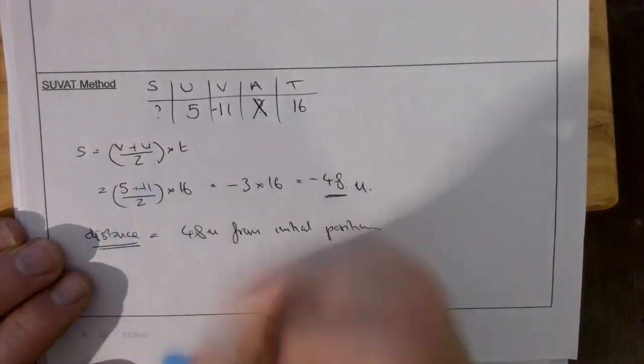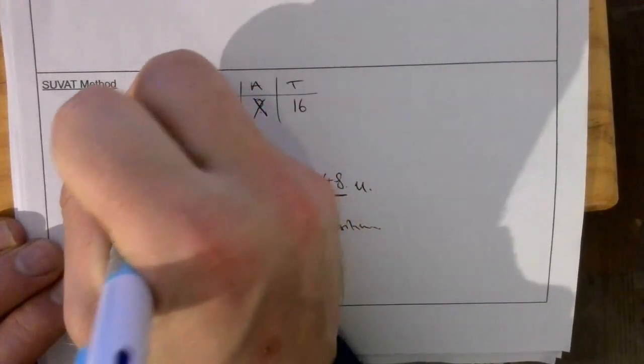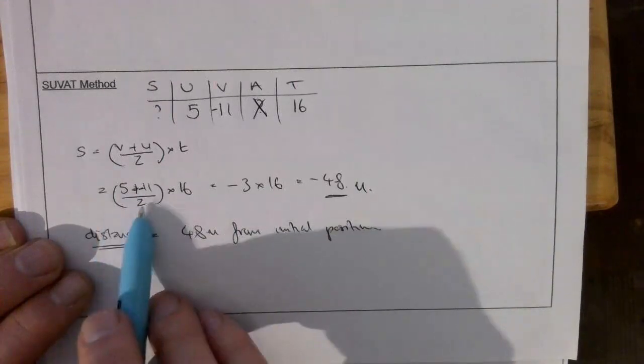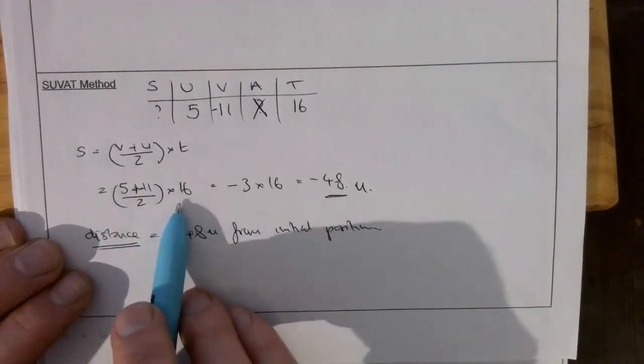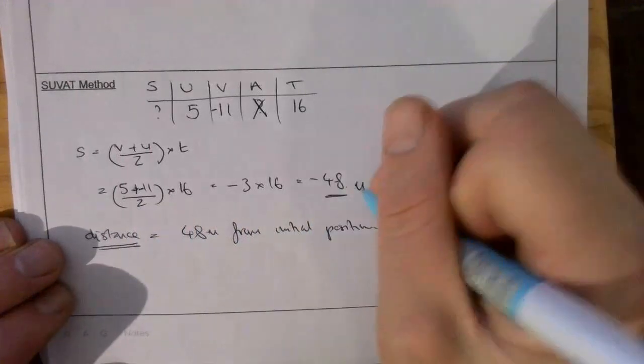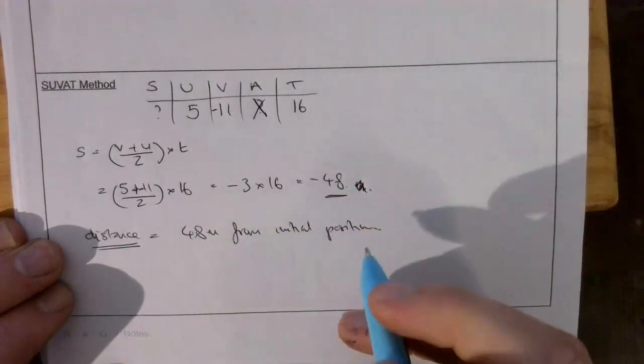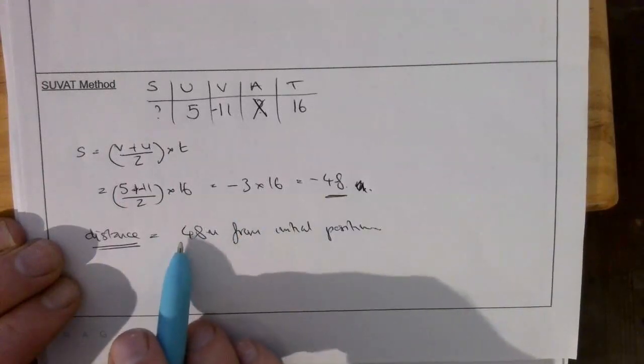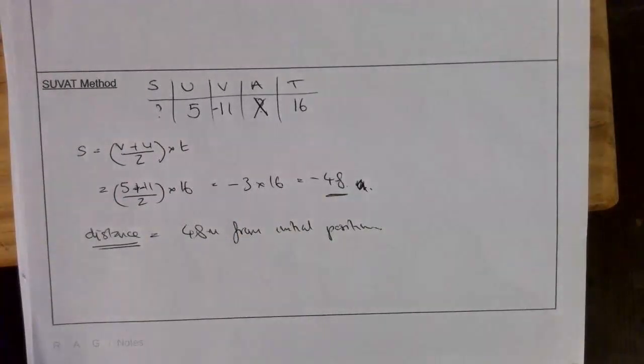Substituting in, 5 plus minus 11 divided by 2 is minus 6 over 2, so that's minus 3. Minus 3 times 16 is minus 48. So the distance is the magnitude of minus 48, so 48 meters from the initial position.